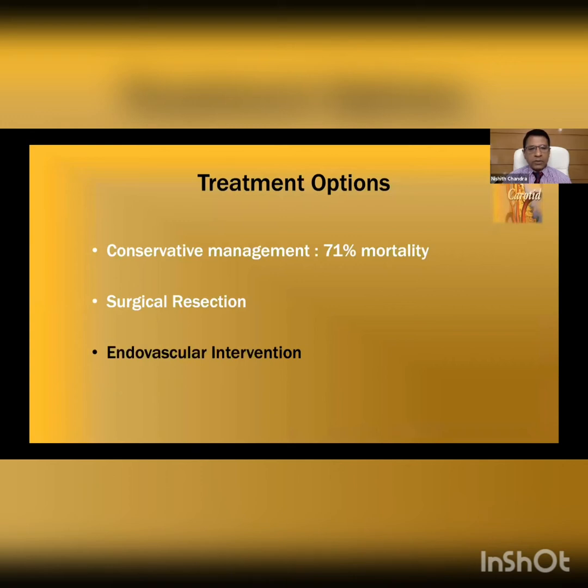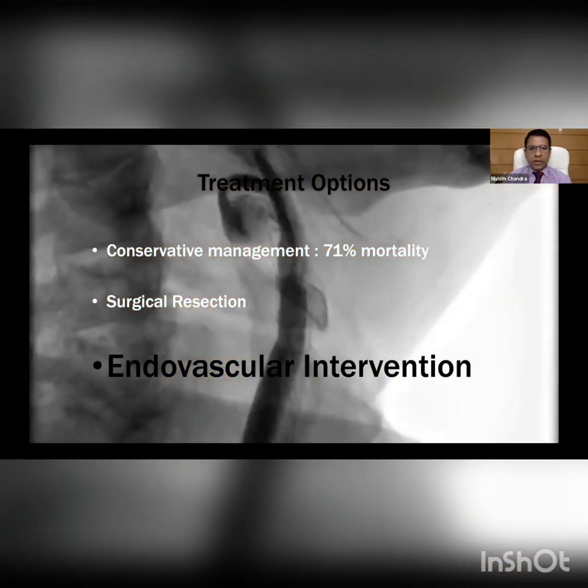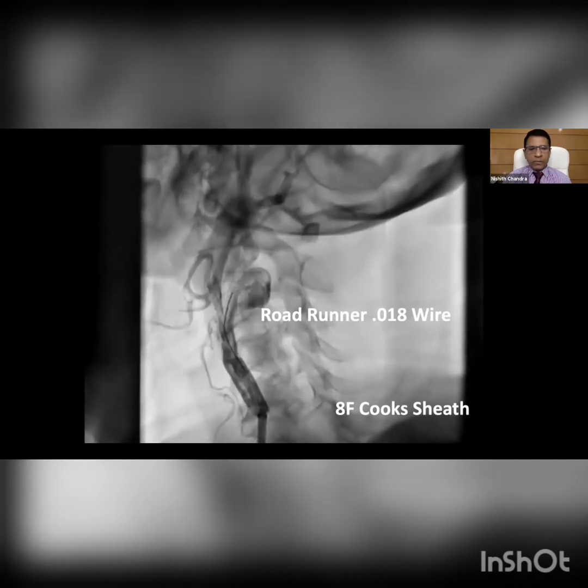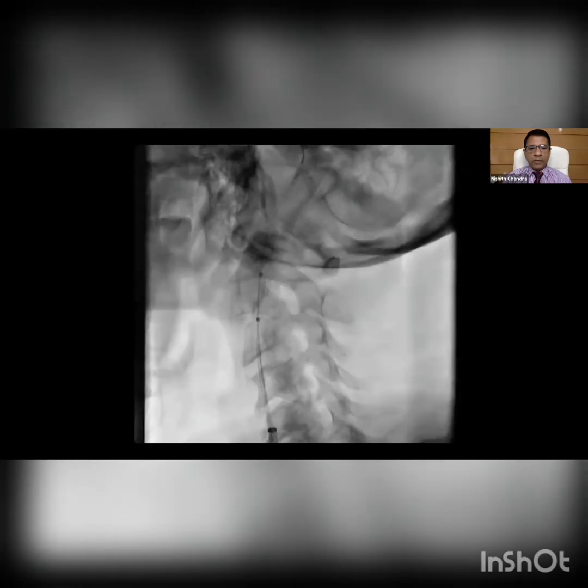The surgeons were also concerned about the presence of a previous stent, which could cause difficulty in dissection of the carotid, as well as TIA or a stroke because of embolism. So ultimately we decided upon the endovascular intervention, and the approach was simple. We took an 8 French Cook's sheath and a Roadrunner 018 wire, because for a covered stent we need support. A 014 coronary wire would not give proper support for that.